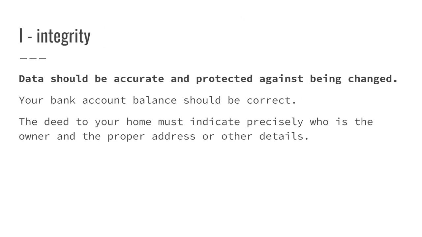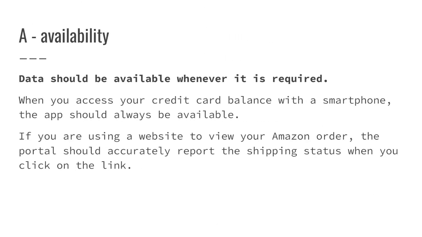Integrity states that data must be accurate and protected against being changed. Again, with your bank account, the balance should be correct. Nobody should be able to modify that number, put more money in or take money out, without authorization to do that. The integrity must be preserved. If you're looking at other documents, for example the deed to your home, it should precisely indicate who owns the property, details about the property, the address, and anything else appropriate for that information. Again, that's integrity. Finally, A, or availability: your data should be available when it's required.